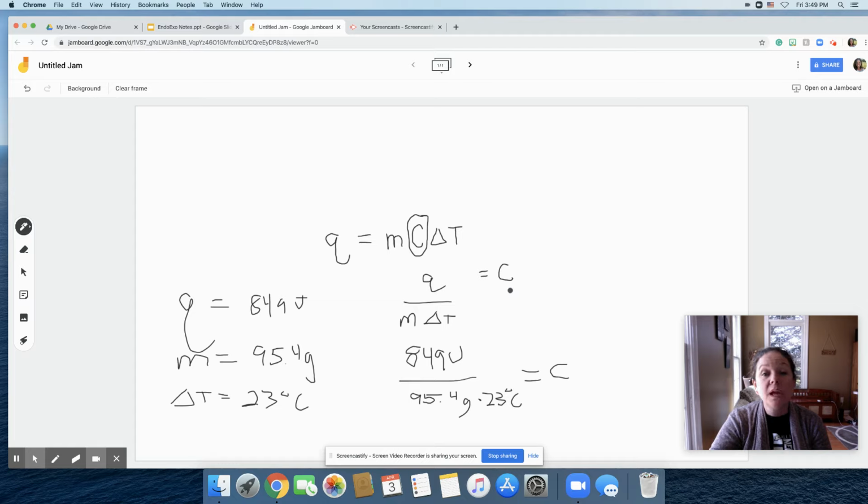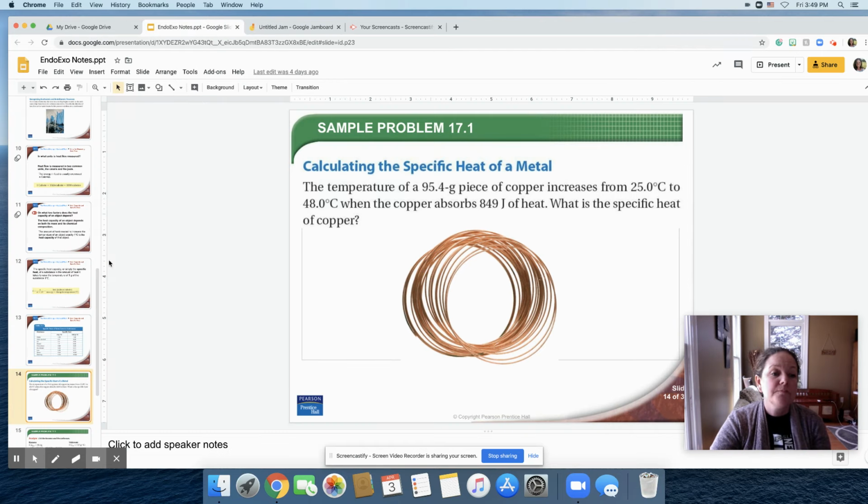Remember that if you are plugging into your calculator all at once, it would be 849 divided by parentheses 95.4 times 23 close parentheses. If you do not use the parentheses on your calculator, it is going to go 849 divided by 95.4 times 23, and it's going to give you the wrong answer.